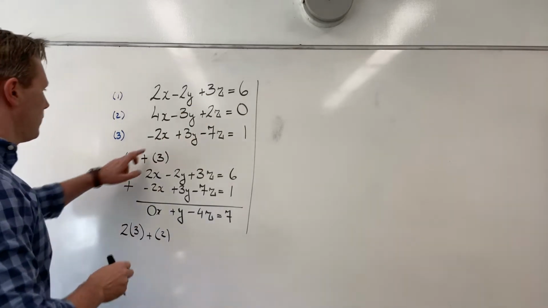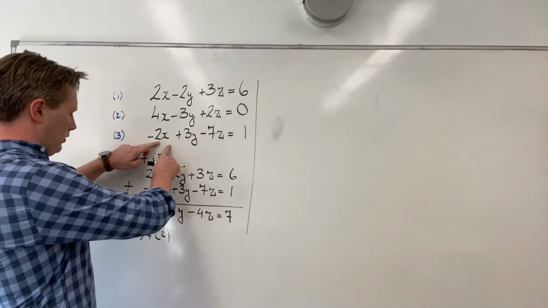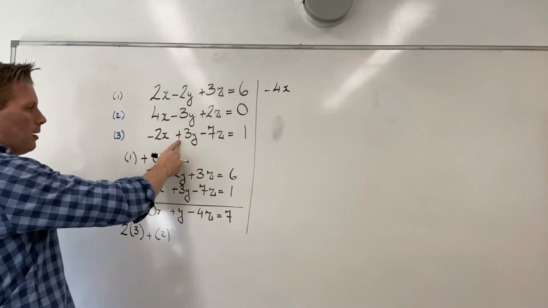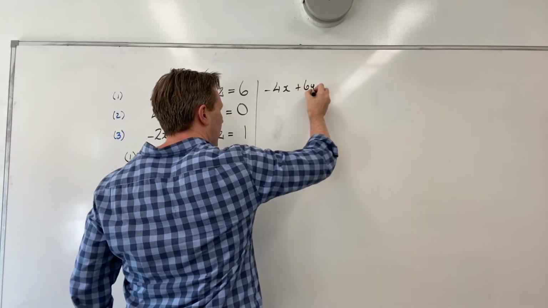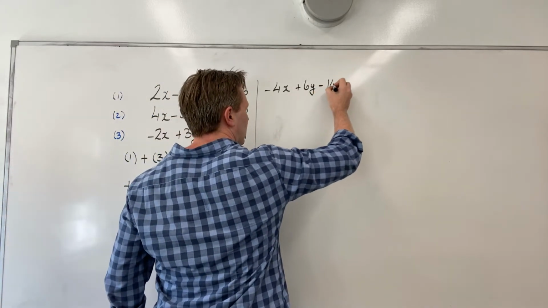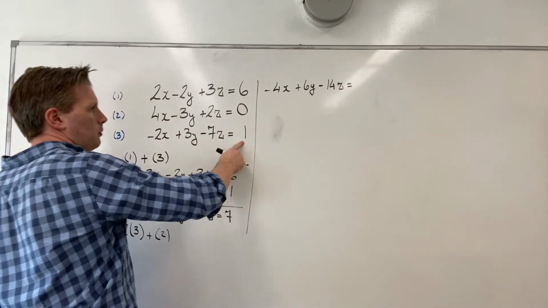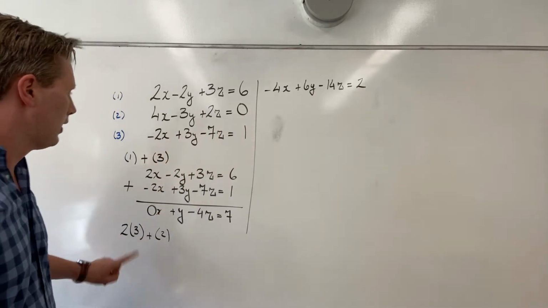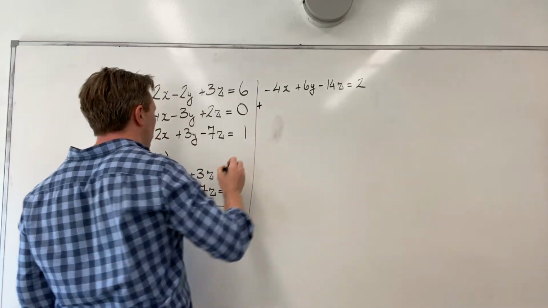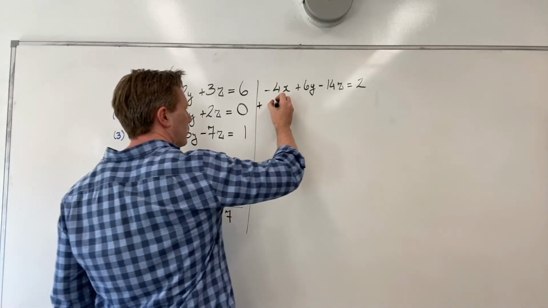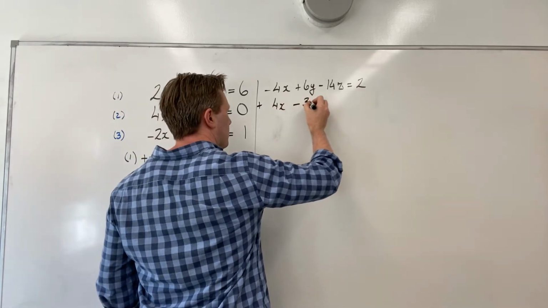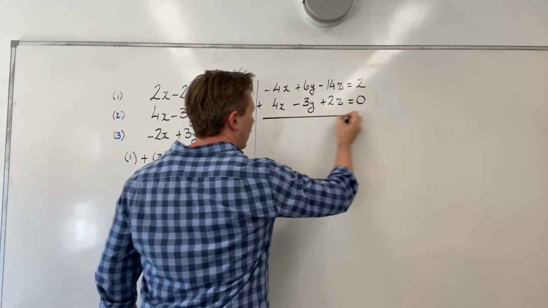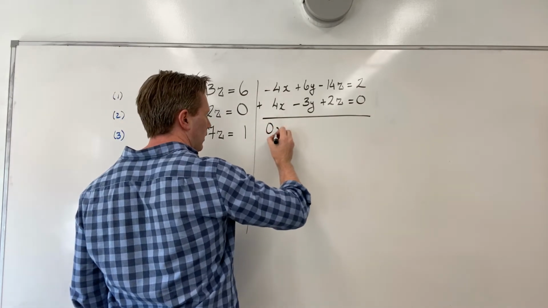All right, let's put it up here. So that will give me negative 4x, it's 2 times equation number 3, plus 6y minus 14z is equal to 2 times 1, which is 2. So this here is now equation number 3 multiplied by 2, and to that I'm going to add equation number 2, which is 4x minus 3y plus 2z is equal to 0. I add these together, my x's will cancel, of course, that's what I intended.